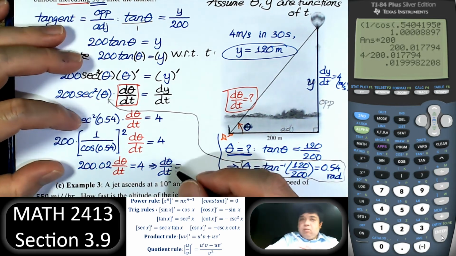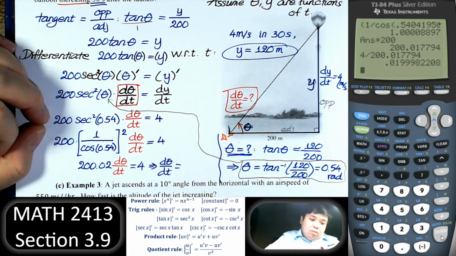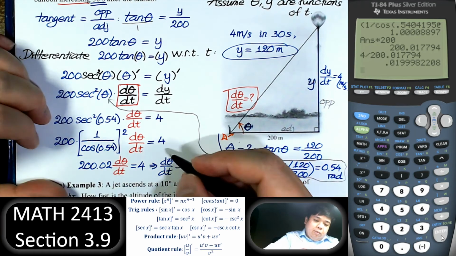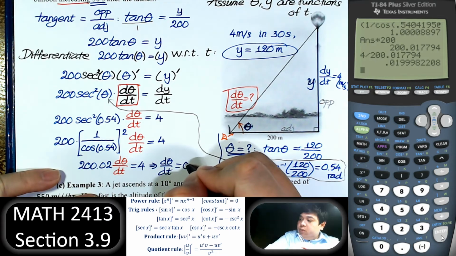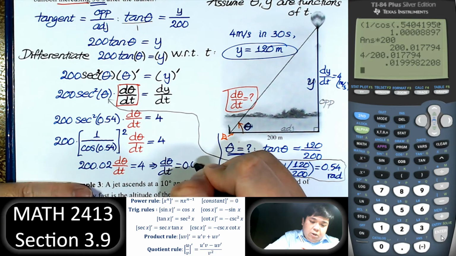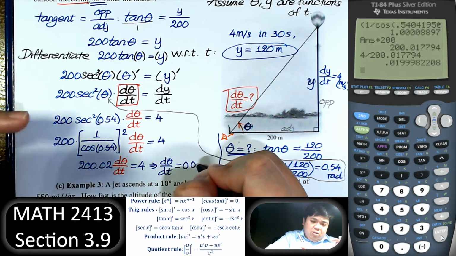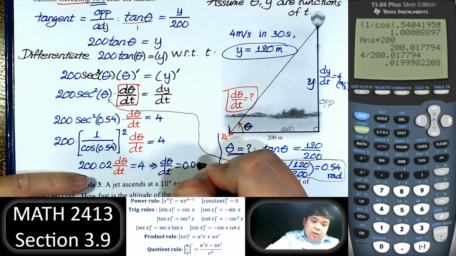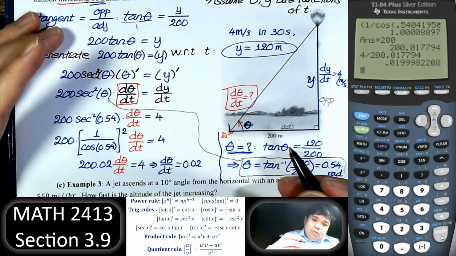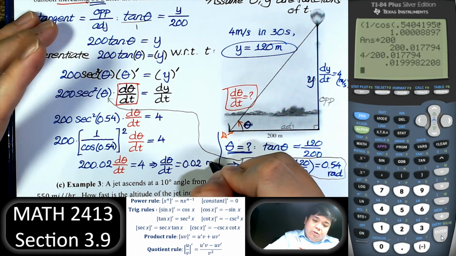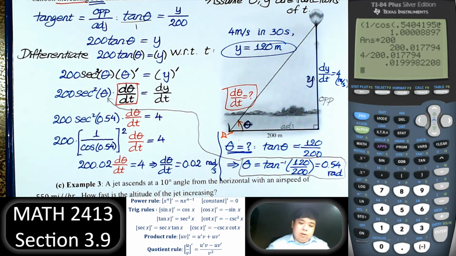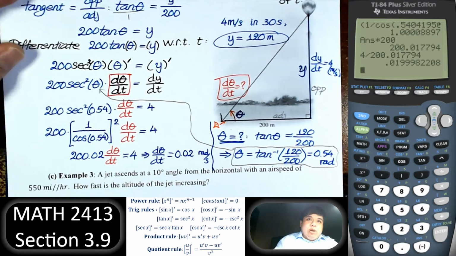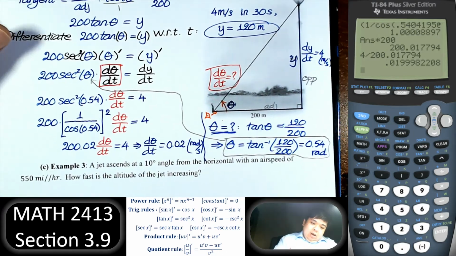We have about 0.019, so about 0.02. And the unit will be radian per second. Right, so that's all we have. Right, next.